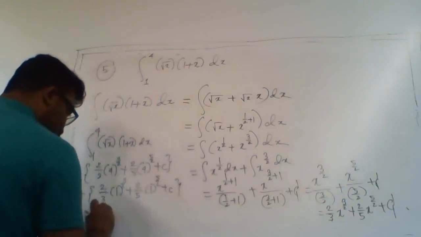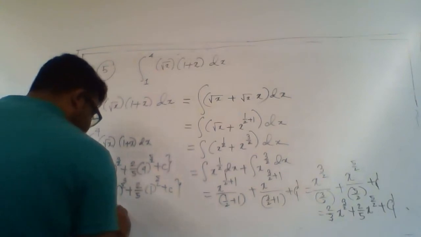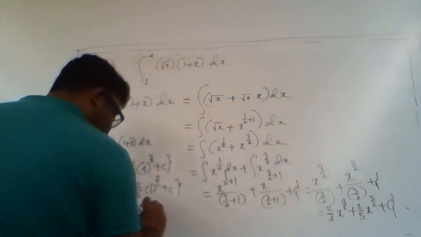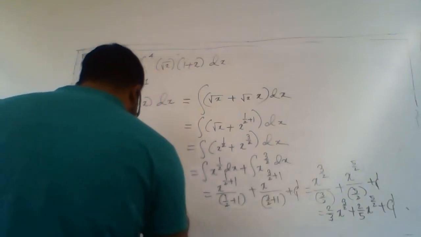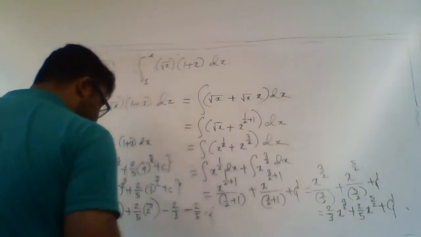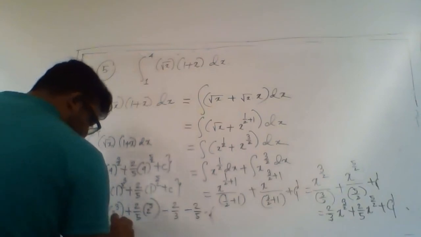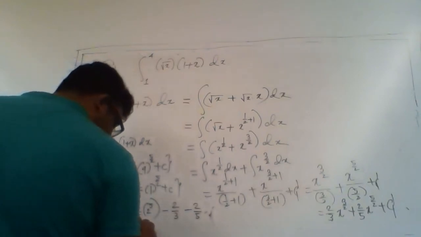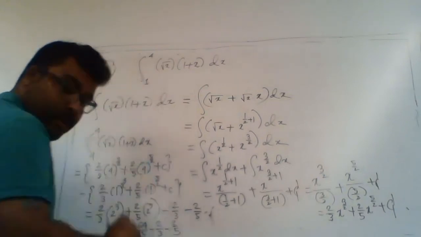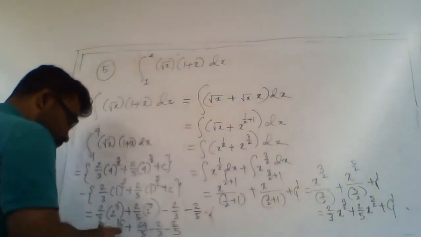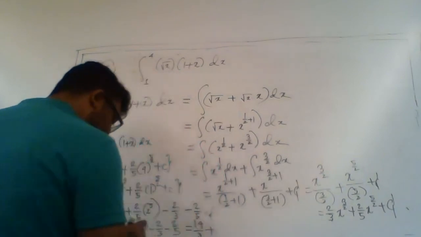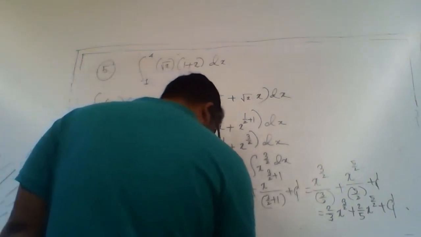So this is 2 over 3 times 2 cubed plus 2 over 5 times 2 to the power 5 minus 2 over 3 minus 2 over 5. The c gets cancelled, so it is 16 by 3 plus 64 by 5 minus 2 over 3 minus 2 over 5. So ultimately 16 minus 2 is 14 by 3 plus 64 minus 2 is 62 by 5, right?